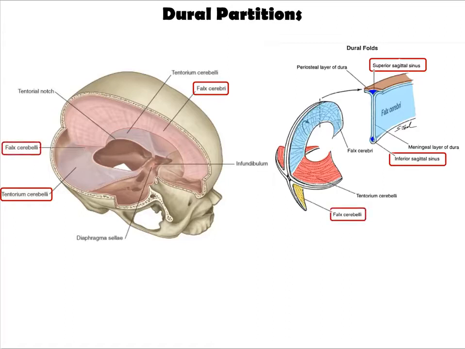The falx cerebelli is a smaller sickle-shaped partition that divides the cerebellar hemispheres. Along its posterior border, it contains the occipital sinus. The 4th dural partition is the diaphragma sellae, which is a horizontal fold of dura that forms the roof of the sella turcica, covering over top the pituitary gland. It has a central aperture that allows for the passage of the infundibulum of the pituitary. Collectively, these dural folds help to accommodate the dural venous sinuses.